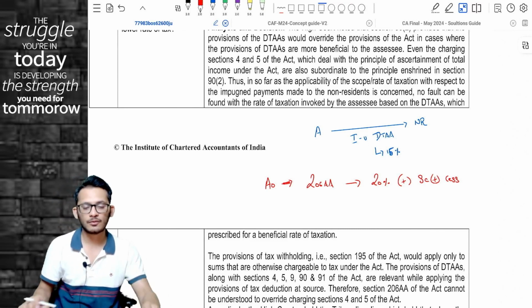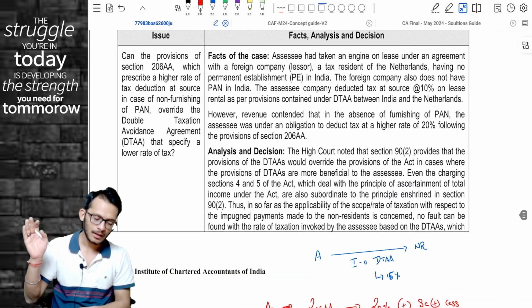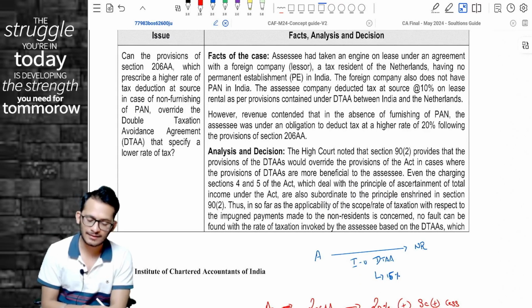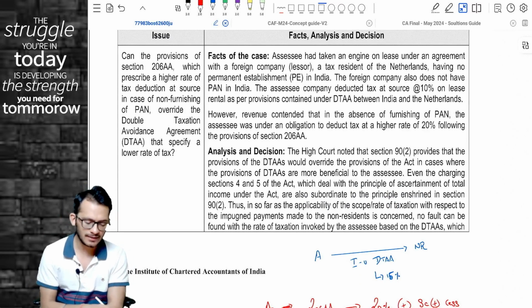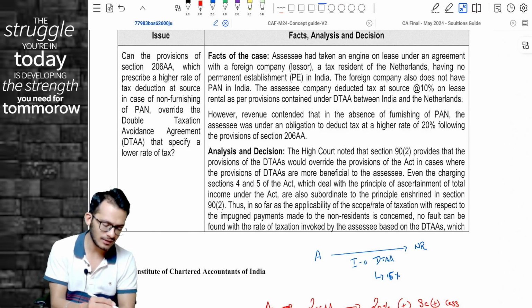Yes. Now, in the courts, what exactly happened? Let's read. The assessee has taken an engine on lease under an agreement with a foreign company, a tax resident of Netherlands, having no permanent establishment in India. The foreign company also does not have a PAN in India. The assessee company deducted taxes at source at the rate of 10%.